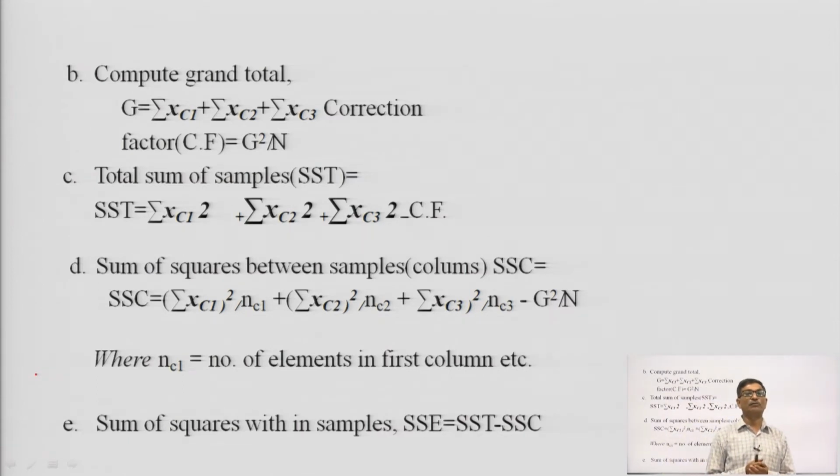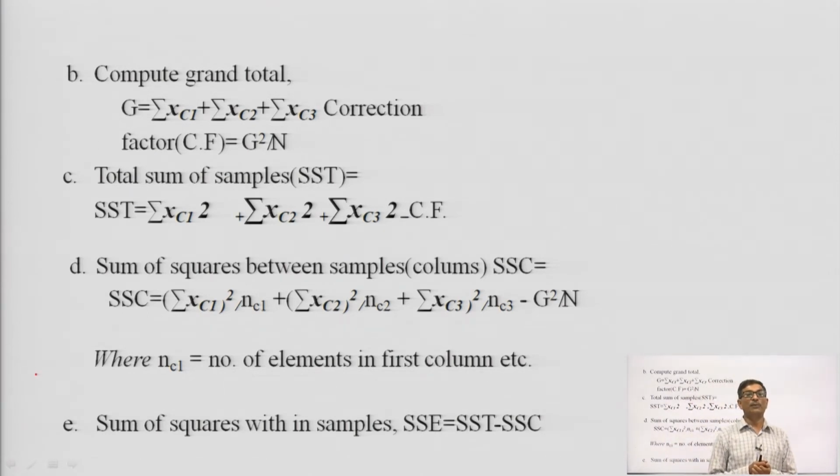Then we find the sum of squares between the samples or columns. This is written as SSC and it is equal to summation xc1 square upon nc1 plus summation xc2 square upon nc2 plus summation xc3 square upon nc3 minus correction factor, or G square by n, where nc1 is the number of elements in the first column, nc2 is the number of elements in the second column, and nc3 is the number of elements in the third column.